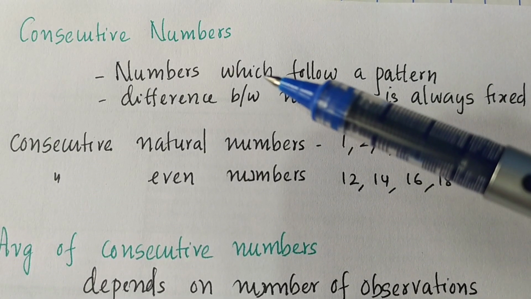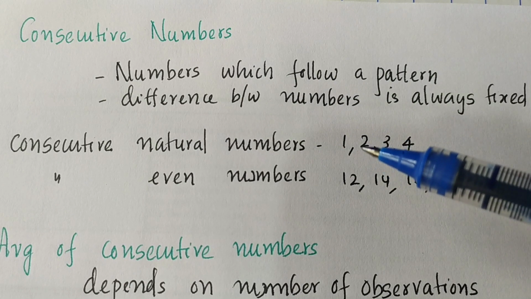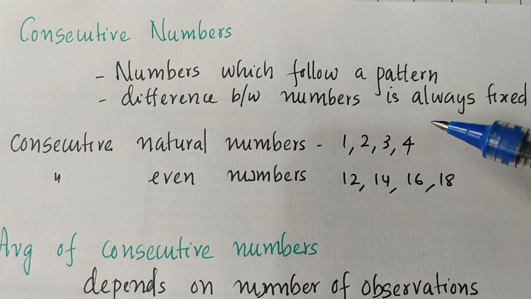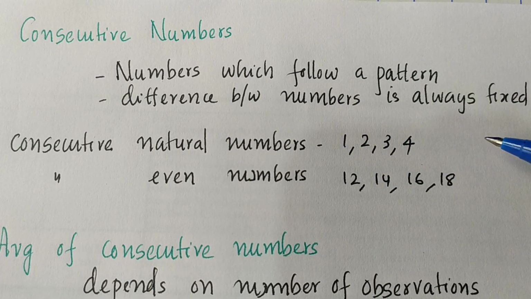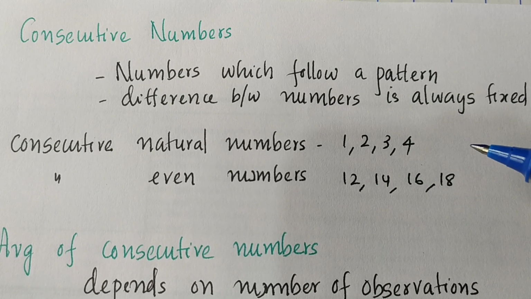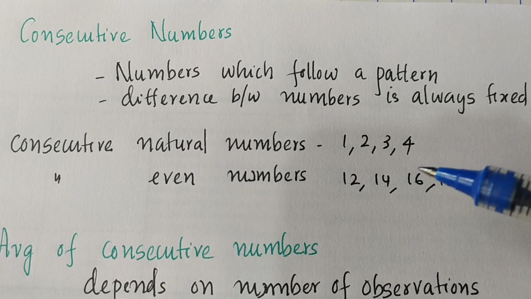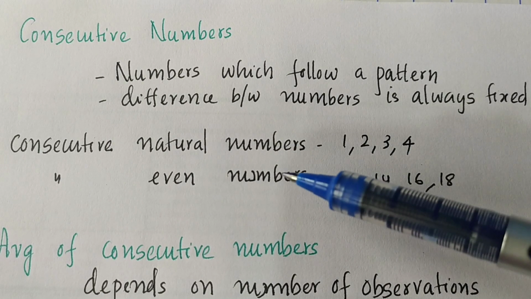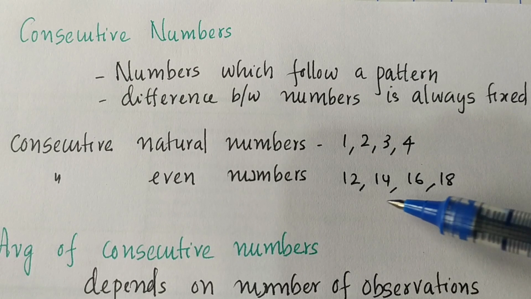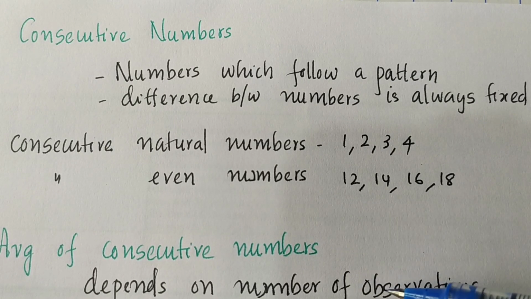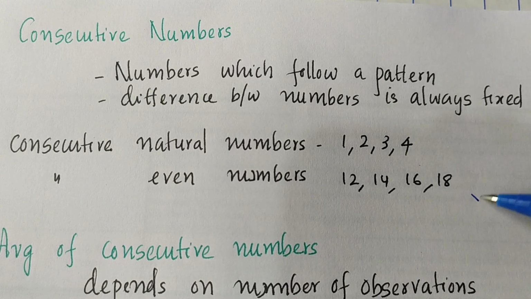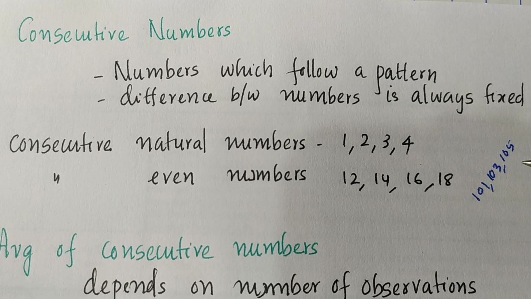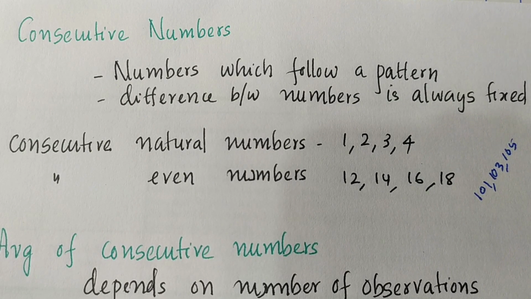Next we will discuss consecutive numbers. What are consecutive numbers? Consecutive numbers are numbers which follow a pattern. Difference between the numbers is always fixed. That is the peculiarity of consecutive numbers. So let us consider some examples. 1, 2, 3, 4. These are consecutive natural numbers. 12, 14, 16, 18. These are consecutive even numbers. So 101, 103, 105. These are consecutive odd numbers. So these are consecutive numbers.